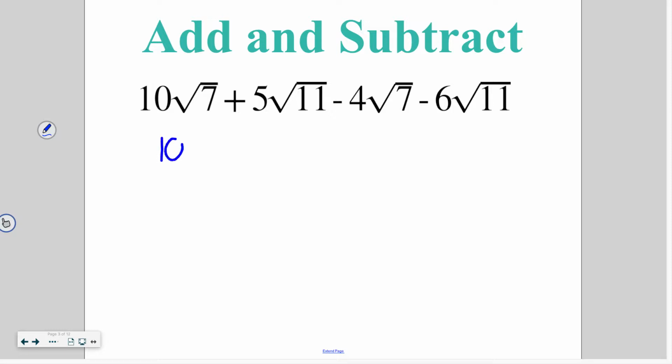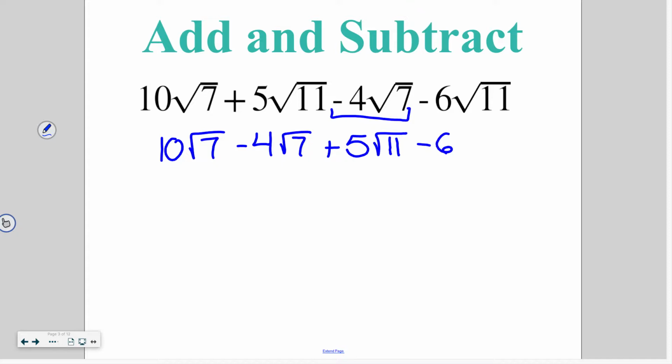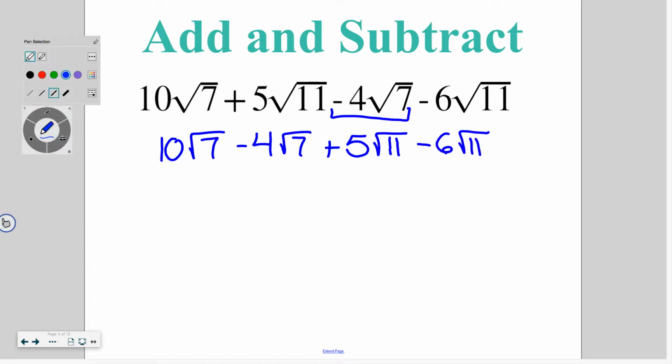So I've got 10 square roots of 7. Then I've got minus 4 square roots of 7, because this negative 4 can move next to the 10. Then I've got plus 5 square roots of 11 minus 6 square roots of 11. So I simply rearranged so our matching pieces were together. Now I put together what I can.